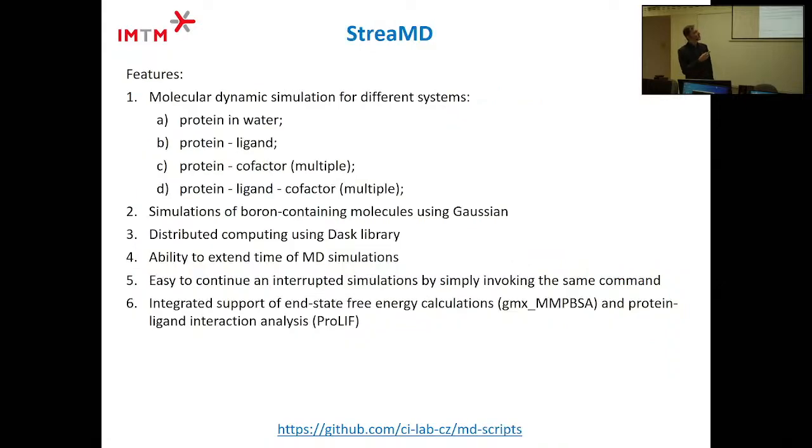And the next tool, which was developed during this challenge, or whose development was stimulated, is StreamMD. Alexander told you a lot about this tool. It performs high-throughput MD simulations of complexes, of pure proteins, of pure ligands maybe, even with cofactors as well. So you can add some ions or additional molecules like ATP, ADP.